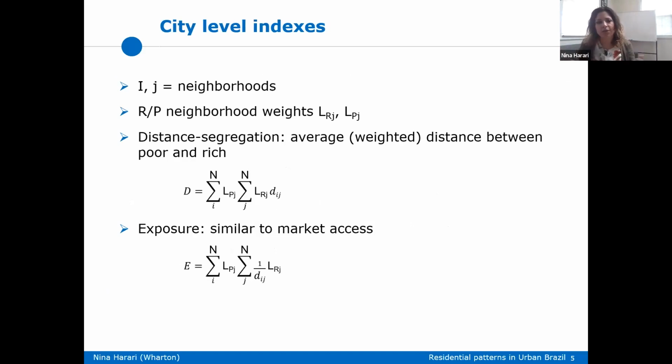So the simplest version is essentially looking at the average distance between poor and rich neighborhoods, and then you can apply different kinds of weights. This is, of course, correlated with just how large the city is overall, but we can easily control for it.